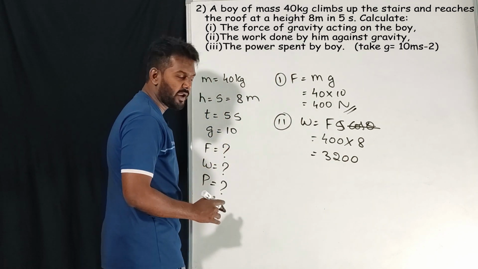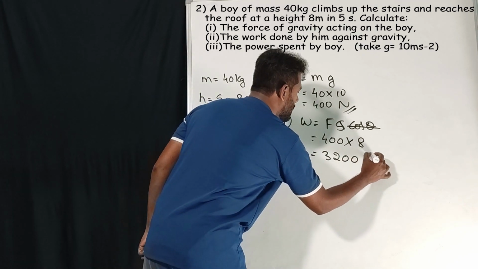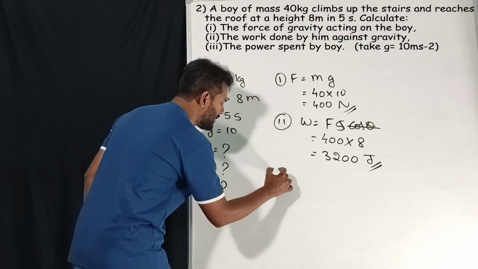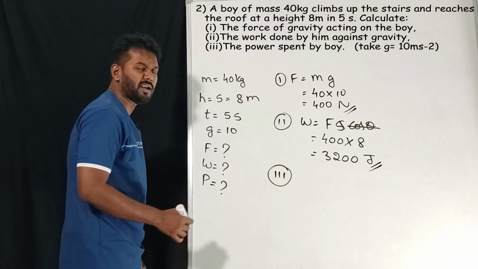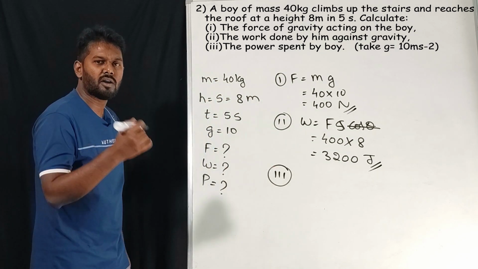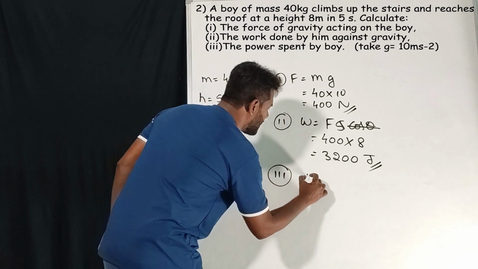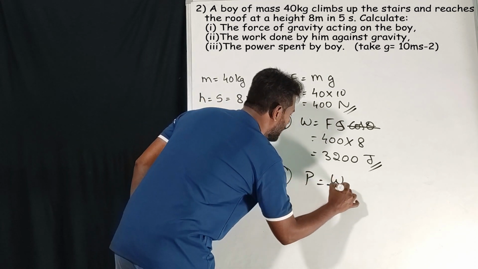What is the SI unit of work done? That is nothing but joules. Third one, we need to find power. What is the formula for power? Power is equal to work done by time.